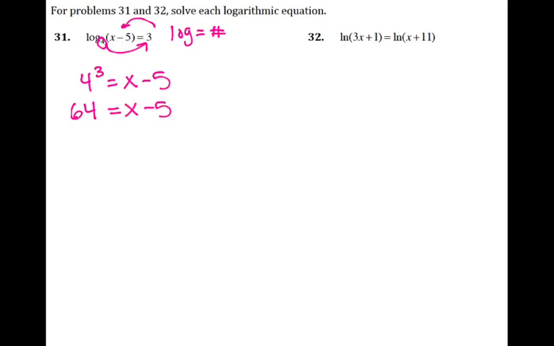To solve the logarithmic equation, for this first scenario, I have log equals number, which means I'm going to change to exponential form. So 4 to the third power equals x minus 5. 4 cubed is 64 equals x minus 5, so x equals 69.